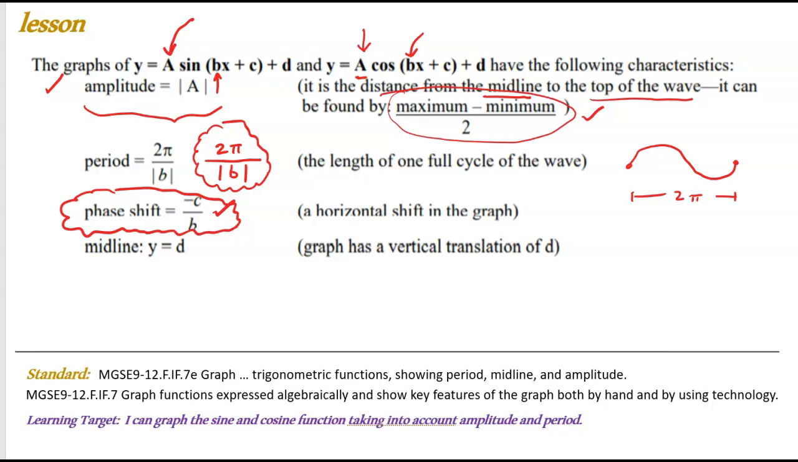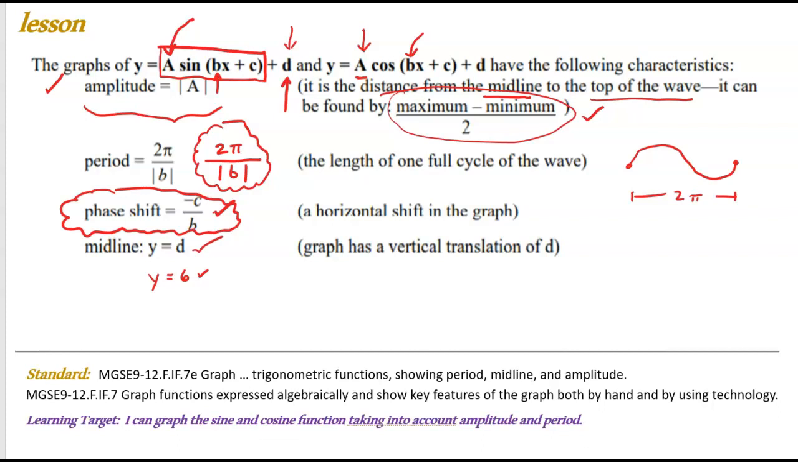And then the midline's the easiest. So the number on the outside, D, whatever you add to the function. So I think of this as the actual function, right? You would find sine of something, bx plus c, multiply by a, and then you would add D last. So if you add 6 last, then the whole curve is going to move up 6 spaces. So now the midline is going to be y equals 6, for example. So the midline is going to 100% depend on shifting the graph up or down that D value. So midline, easy.